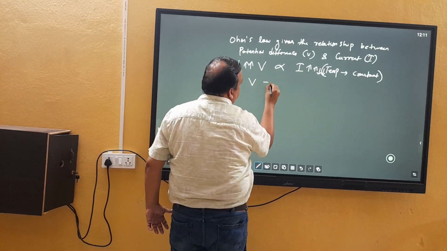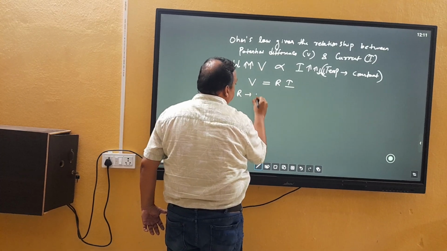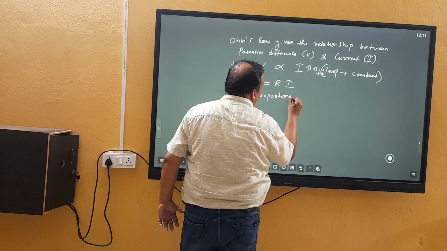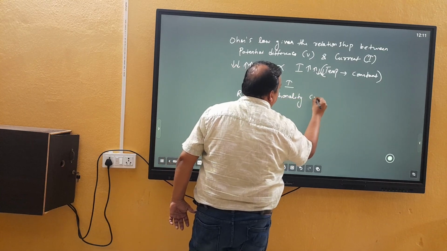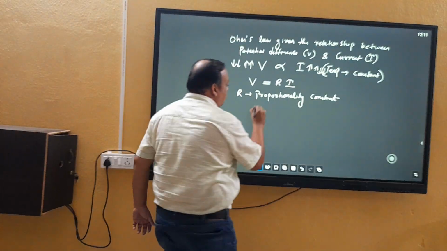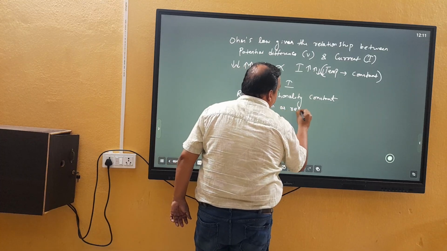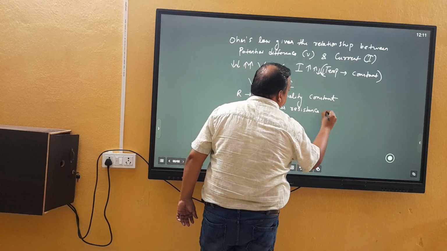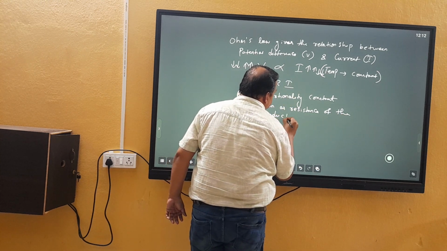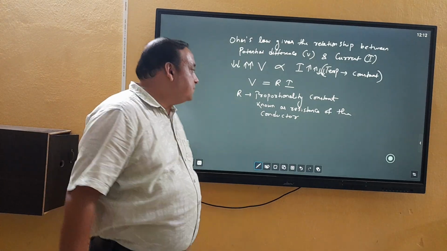So we can write V = RI. R is the proportionality constant, known as the resistance of the conductor.